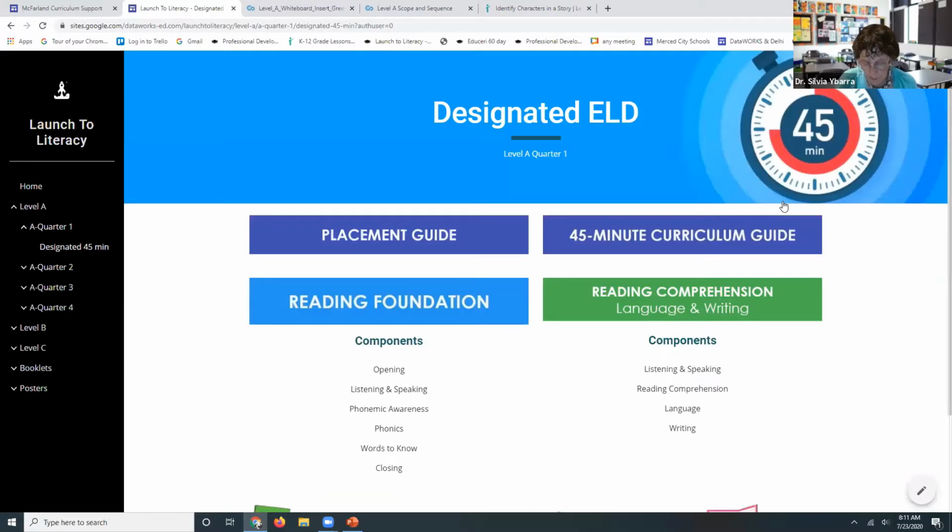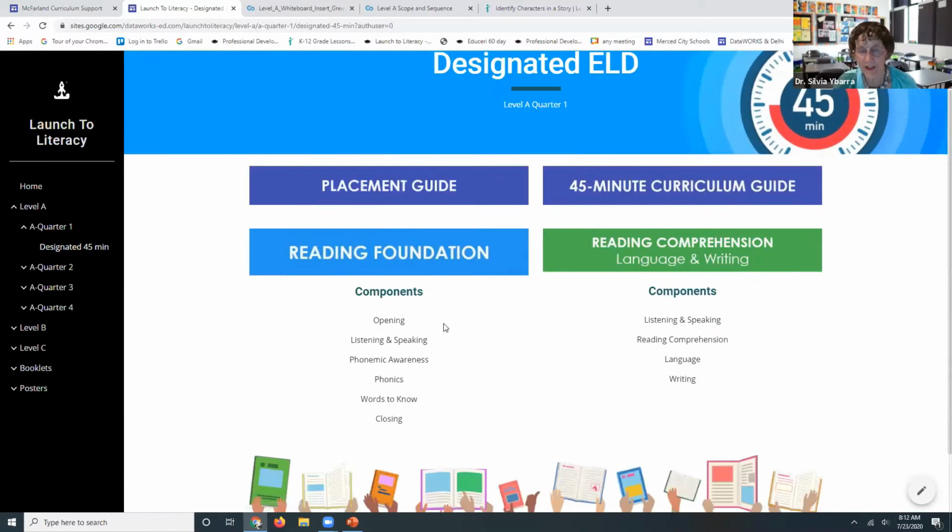And if you look at your agenda, you have reading foundational. If you are going to be teaching reading foundational, you select this group here in blue. And then it says reading comprehension. If you're going to be doing reading comprehension, you do the green group. So this program is divided up.